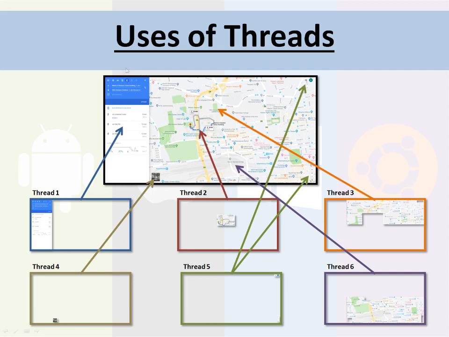Thread 1 could be this left-hand side user interface, where you can obviously input the different destinations and stuff like that. And thread 4 could be handling this bottom button, where you press it and then you can see the satellite view. So this program, Google Maps, can obviously be broken up hypothetically into lots of different individual tasks. And that's what is happening behind the scenes.